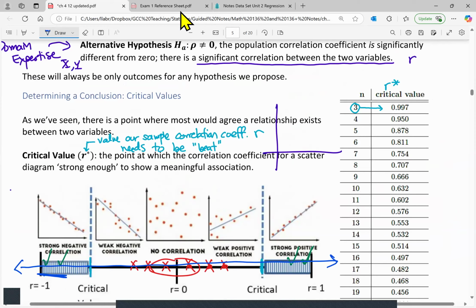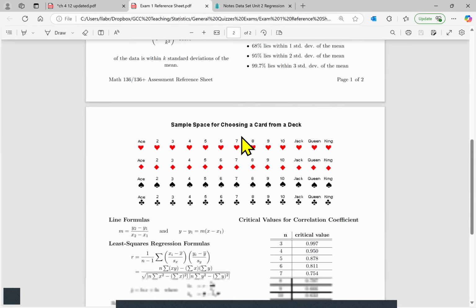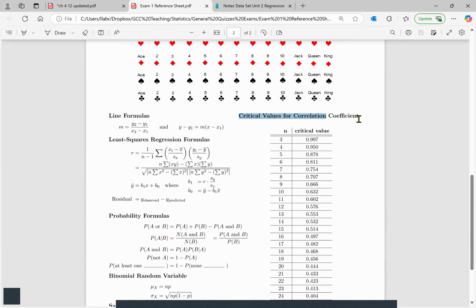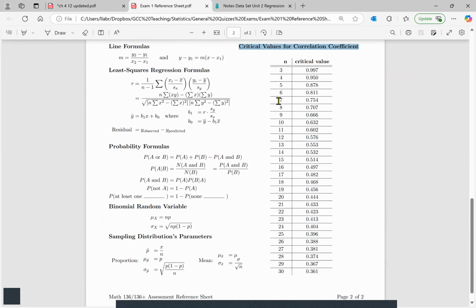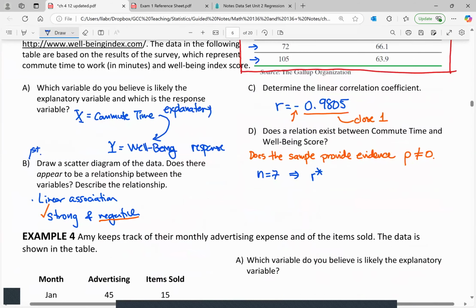Now, this table is actually provided on your reference sheet. So this is something that you can always use on exams. And it's right here where it says critical value for correlation coefficient. So at 7, we see it's 0.754. All right, so we're almost done.